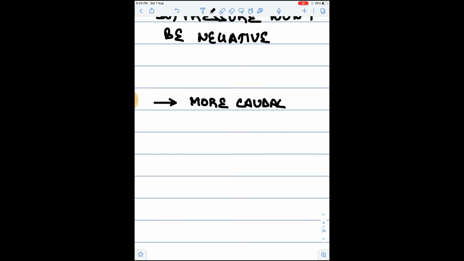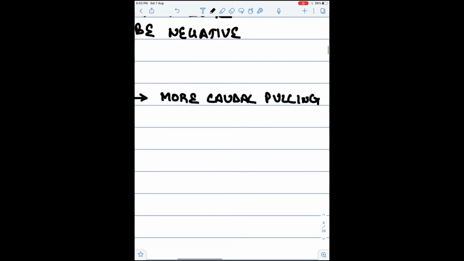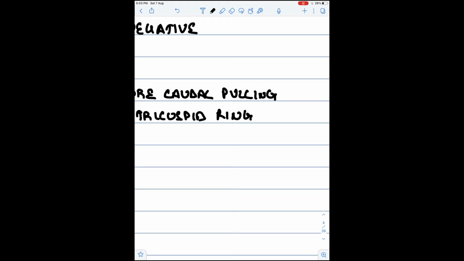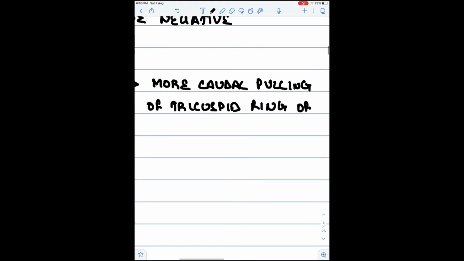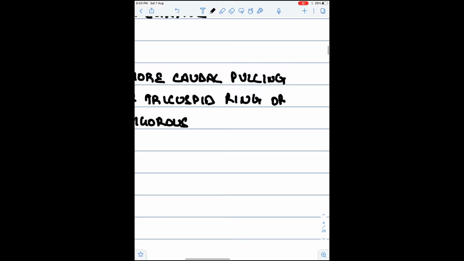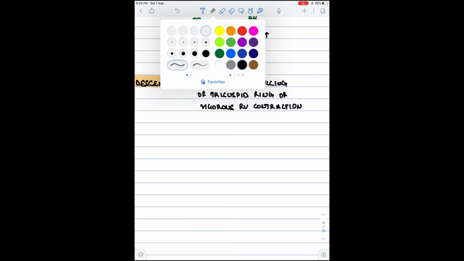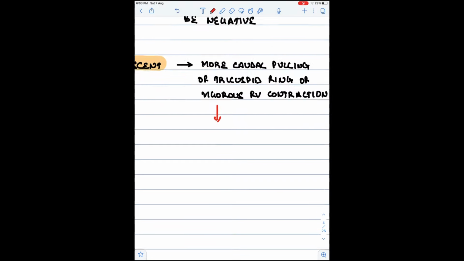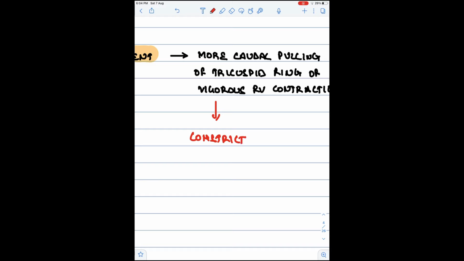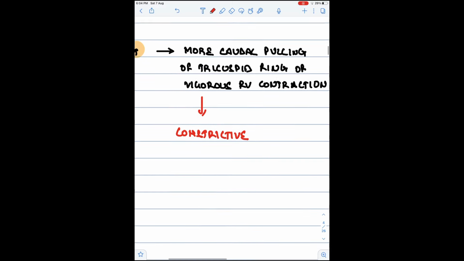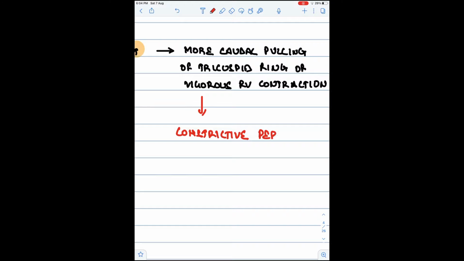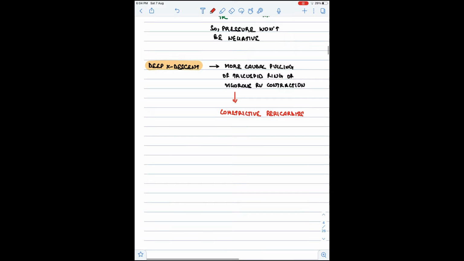It occurs due to more caudal pulling of the tricuspid ring by vigorous right ventricular contraction. It occurs in two scenarios: constrictive pericarditis and restrictive cardiomyopathy. So deep X descent is present in constrictive pericarditis and restrictive cardiomyopathy.